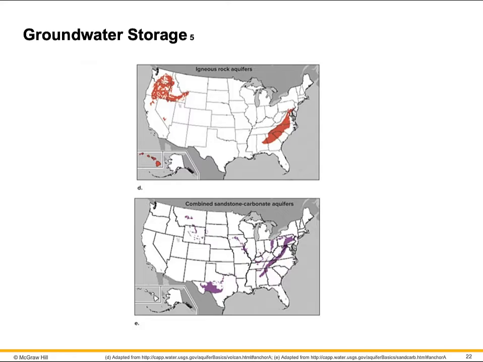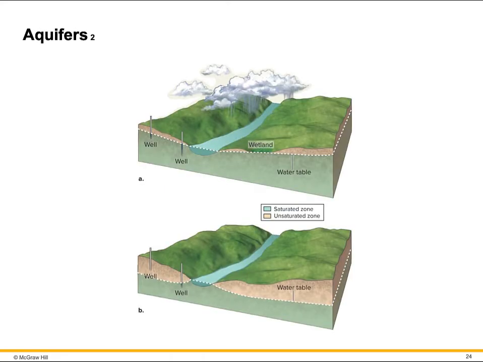Aquitards are low permeability materials such as clay, shale, or unfractured igneous or metamorphic rock that act as a barrier to water flow. There are wetlands and springs present where the water table lies at the ground surface. Wells become dry if they don't penetrate far enough into the saturated zone of the aquifer.